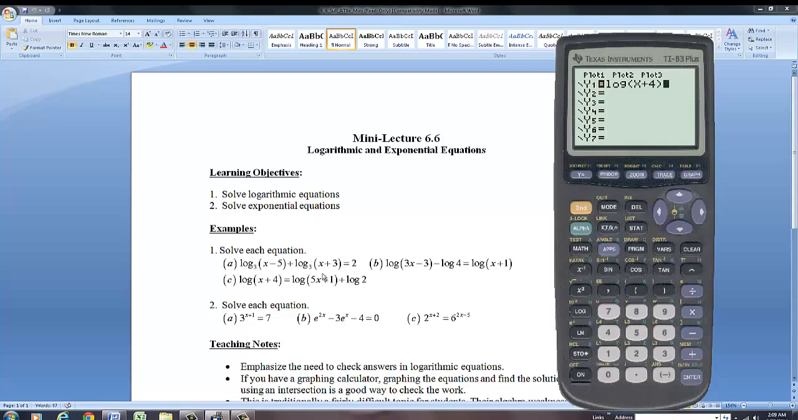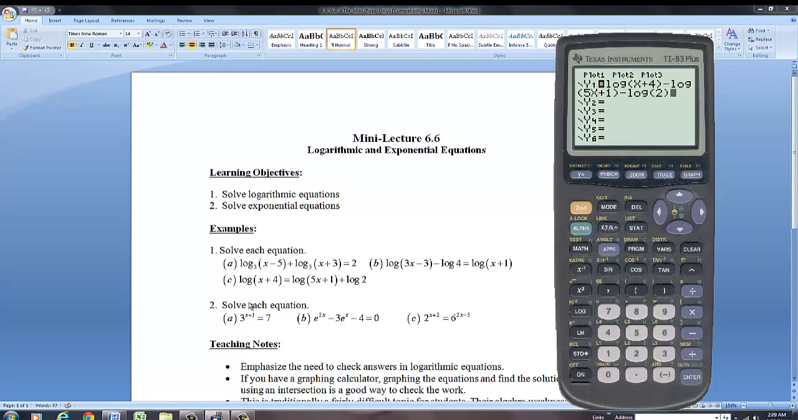So here's what I do. I bring this over to this side. So that would make this a minus, and this will be log of 5x plus 1, close parentheses. And then we bring this over to the other side. This will be minus the log of 2. And we close parentheses.